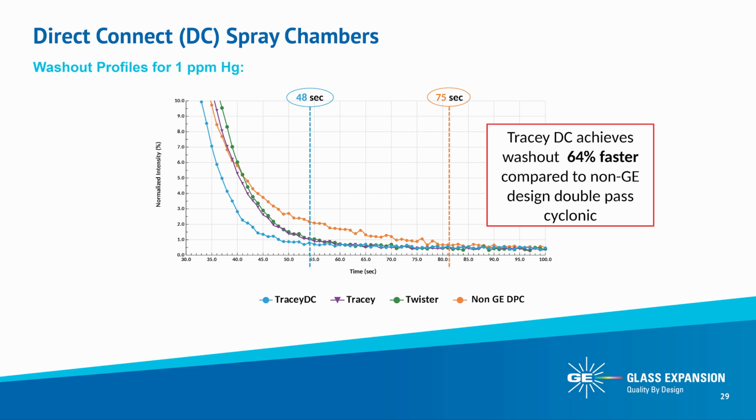A faster washout time is important for any type of production laboratory, as this benefit translates to a more efficient processing time, less waste produced, and therefore a more cost-effective result.